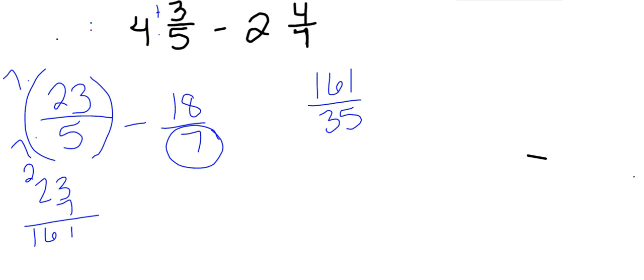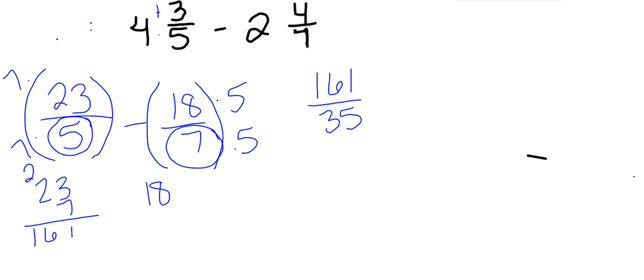Then I'm going to multiply the second fraction by the first denominator. So times 5 on the top and the bottom. 18 times 5. 5 times 8 is 40. 0, carry the 4. 5 times 1 is 5, plus 4 is 9. So I have minus 90 over 35.